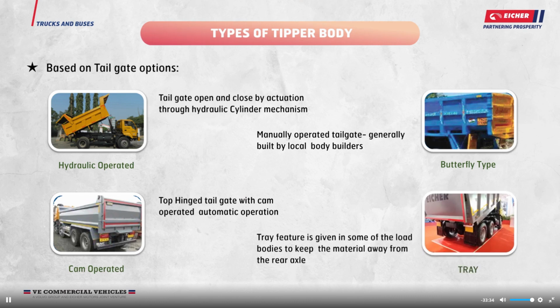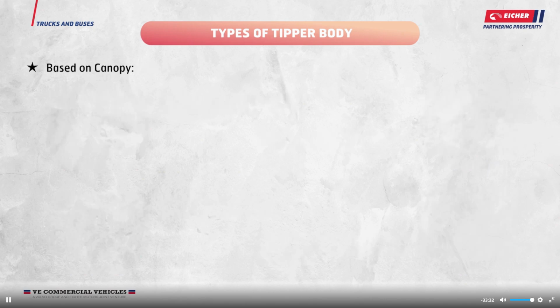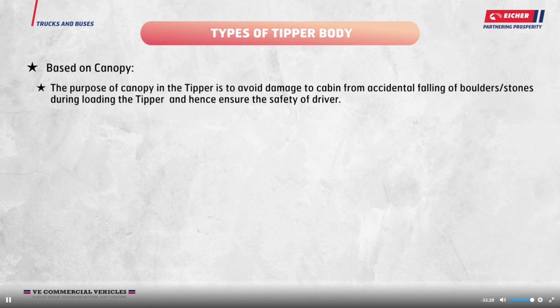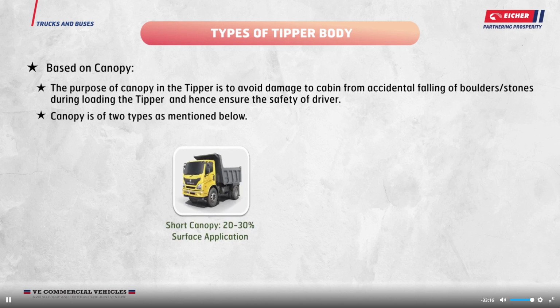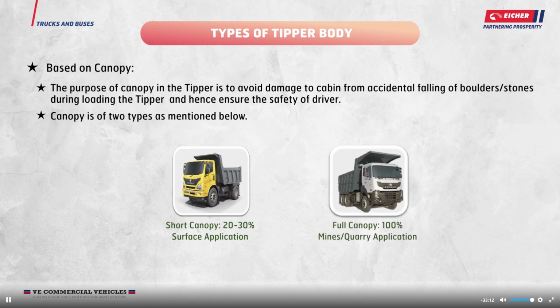Different types of tipper body based on canopy are: the purpose of canopy in the tipper is to avoid damage to cabin from accidental falling of boulders or stones during loading the tipper and hence ensure the safety of driver. Canopy is of two types as mentioned below. Short canopy, 20 to 30% surface application. Full canopy, 100% mines, quarry application.